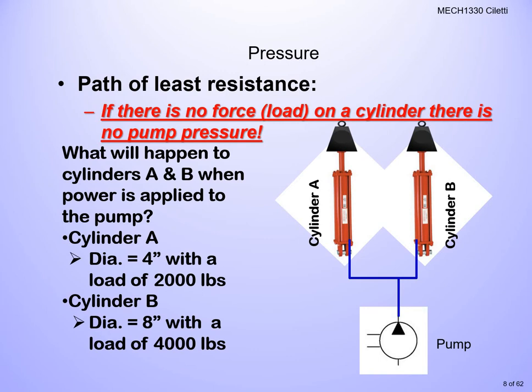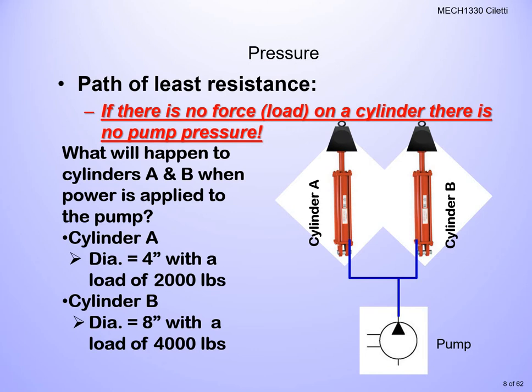So what's going to happen to cylinders A and B when power is applied to the pump? Cylinder A has a 4-inch diameter with a load of 2,000 pounds, and cylinder B has an 8-inch diameter with a load of 4,000 pounds.